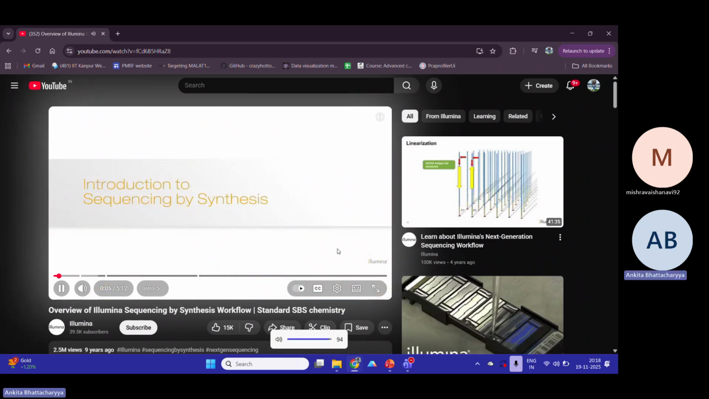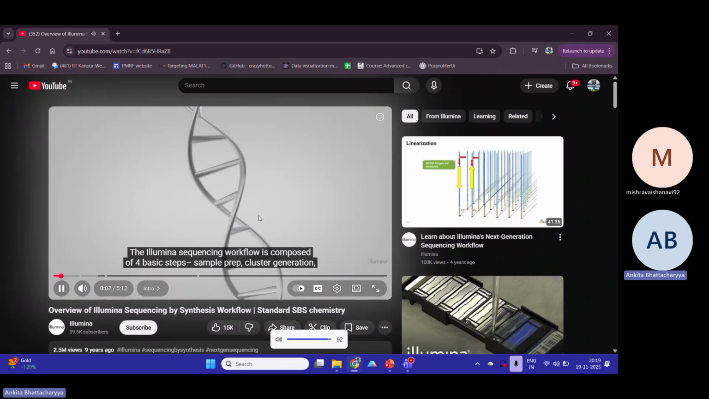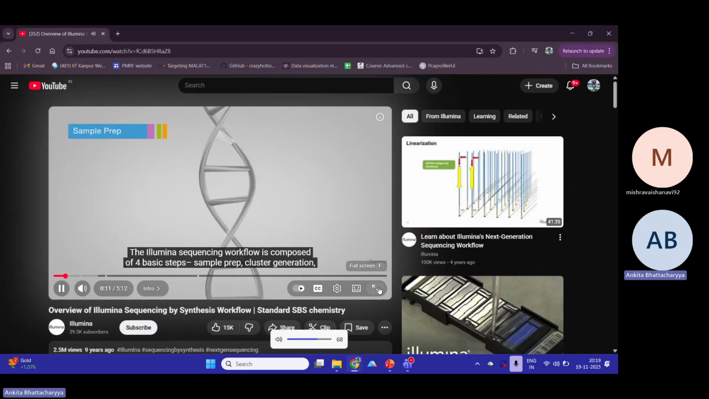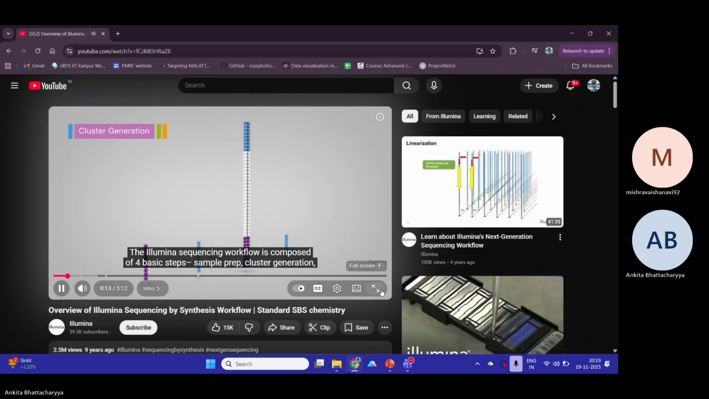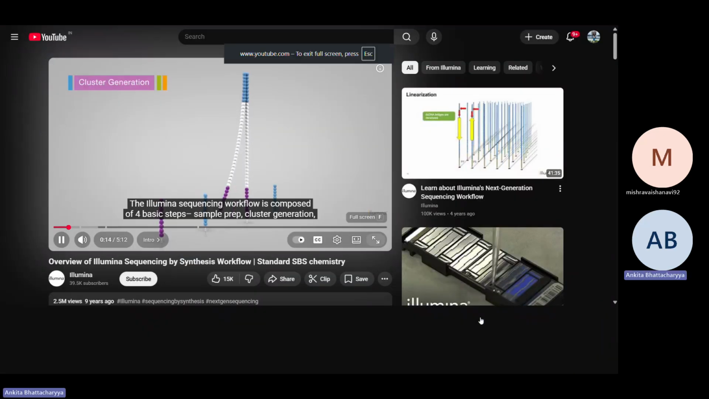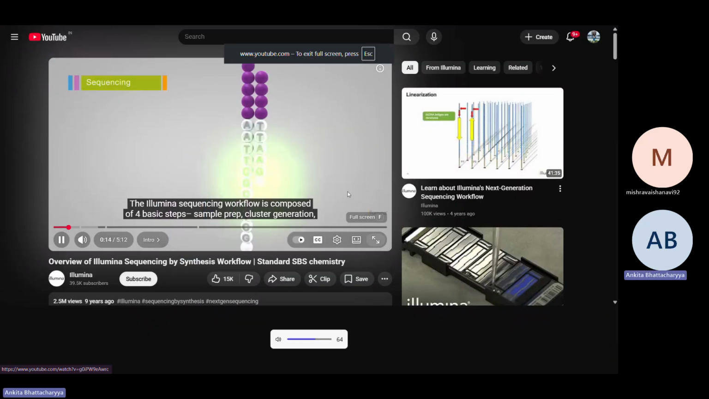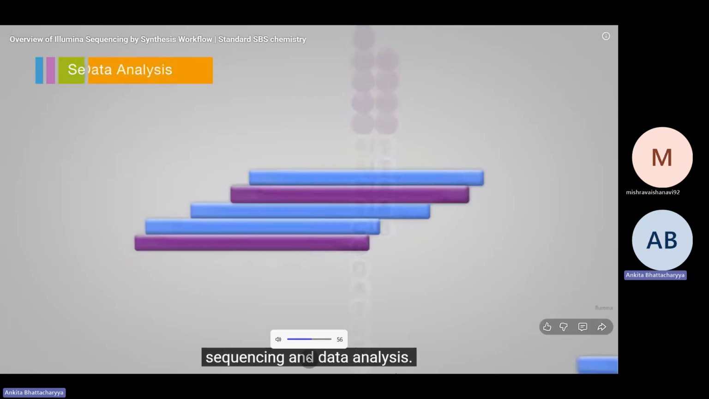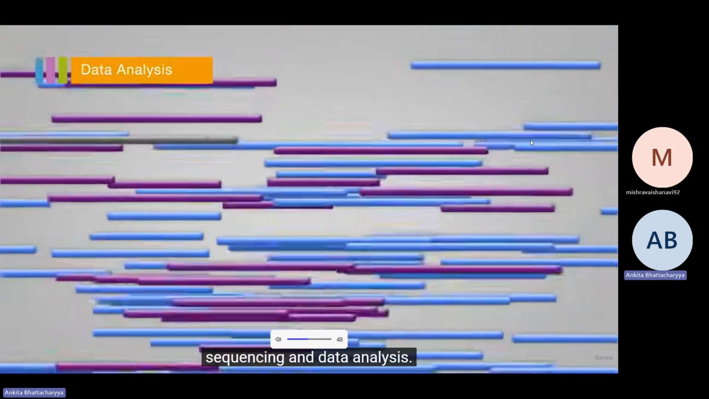So the Illumina sequencing workflow is composed of 4 basic steps: sample prep, cluster generation, sequencing. Yeah, so these are the 4 steps that I've already mentioned.